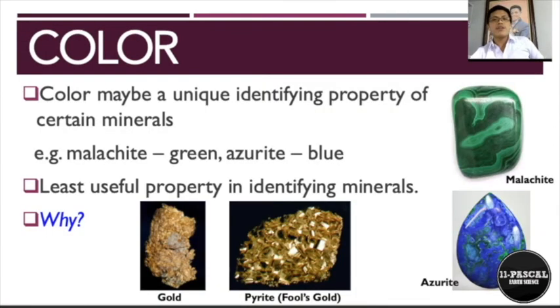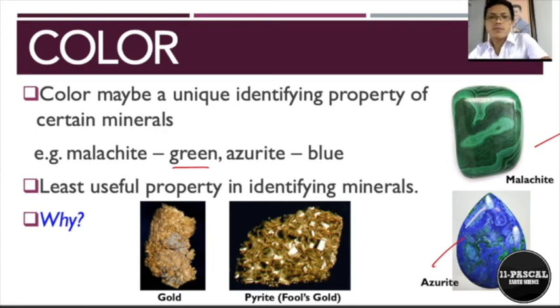Okay, next, moving to the next physical property is color. Color may be a unique identifying property of certain minerals. For example, malachite has a green color. And then we have also azurite. Azurite is blue in color, as you can see in this picture here.